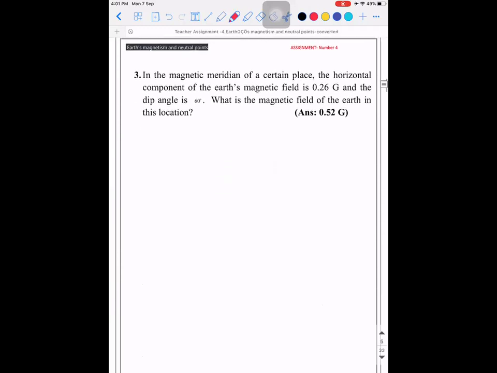So we'll do one last problem, then we can go to the next chapter. In the magnetic meridian of a certain place, the horizontal component of the Earth's magnetic field is 0.26 gauss, and the dip angle is 60 degrees. What is the magnetic field of the Earth in this location?